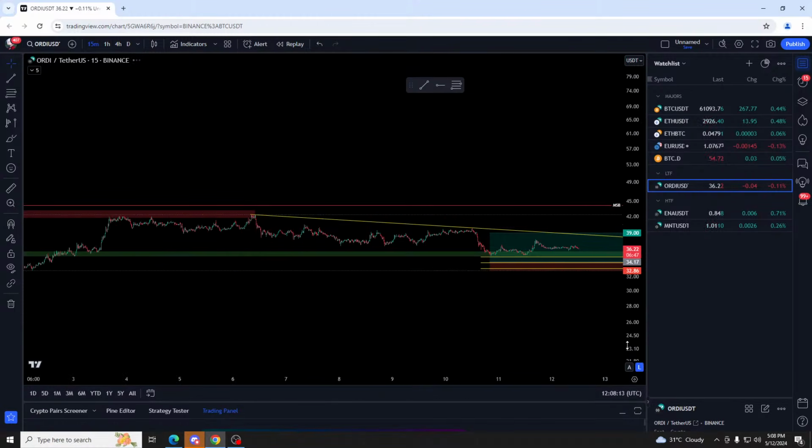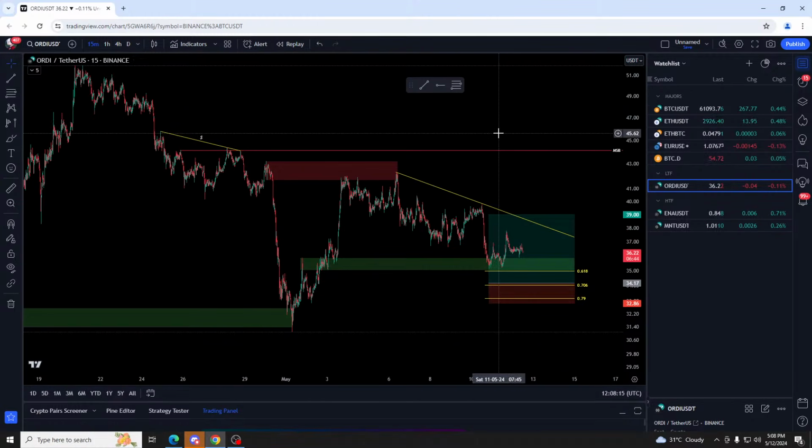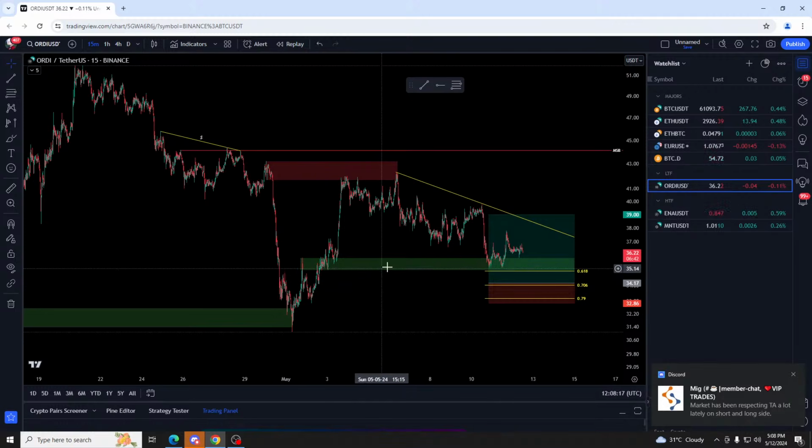This one I also have a limit placed on. There's an SR flip and order block right here.